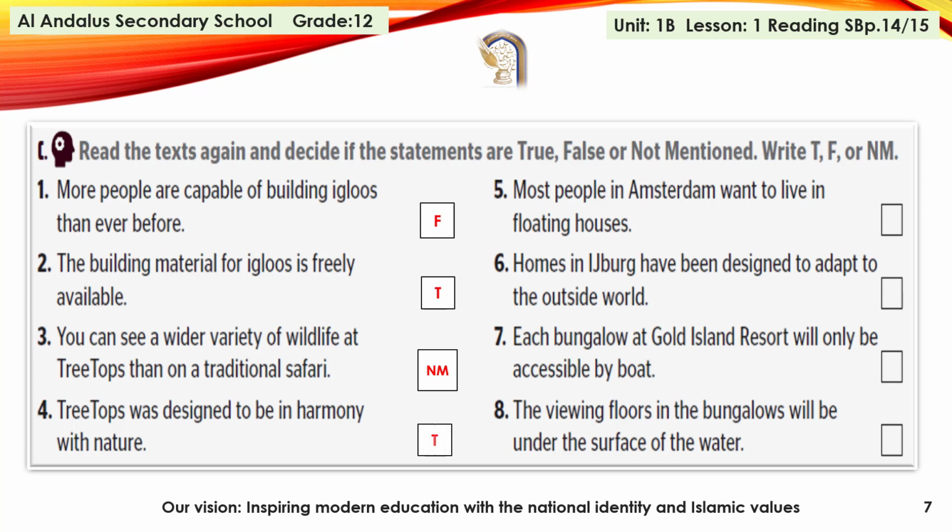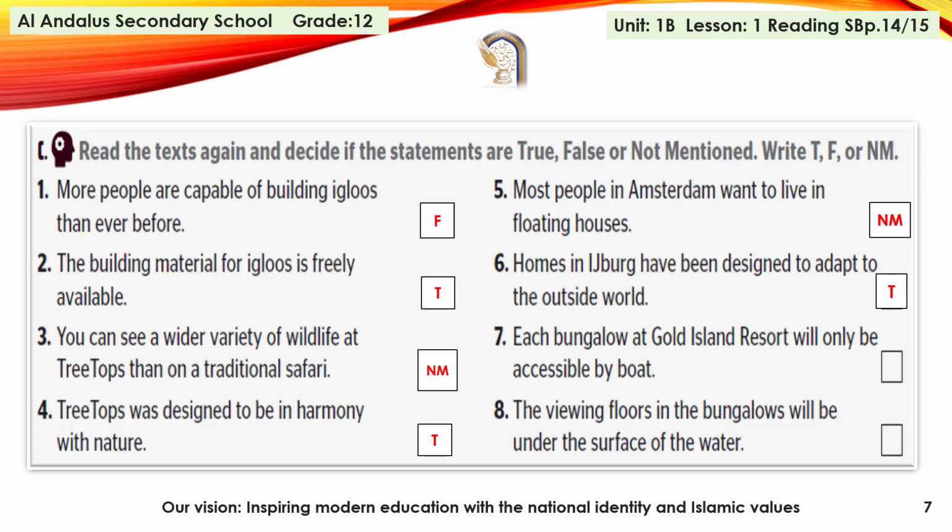Thank you for your work. Number 5, most people in Amsterdam want to live in floating houses. Did we talk about this topic? Whether people want to live in floating houses? This is not mentioned. That's right. Number 6, homes in Edinburgh have been designed to adapt to the outside world. Nice. The sentence is true.